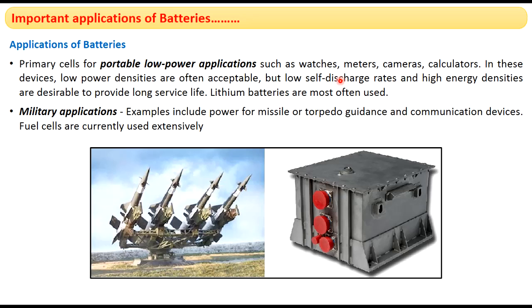Examples are lithium batteries. Next, another application is military applications. In military applications we use especially reserve batteries. Military applications for warfare weapons like missiles and torpedoes need the assistance of a battery. Those batteries are shown in the picture. You can see these are the missiles. They run with batteries. This is a reserve battery. So reserve batteries are mainly used for military applications.